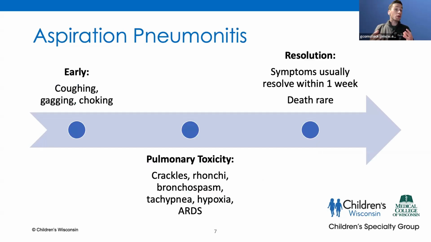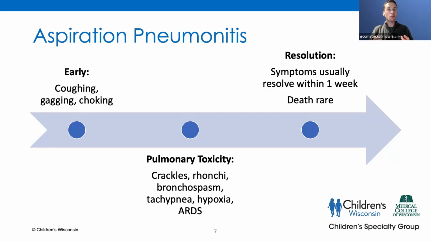So we talked about aspiration being the main thing that we are concerned about when somebody ingests or is exposed to an aliphatic hydrocarbon. It really is the aspiration more than any other systemic toxicity. The main thing we are concerned about here are the lungs. And so aspiration pneumonitis is the condition that we get most concerned about.